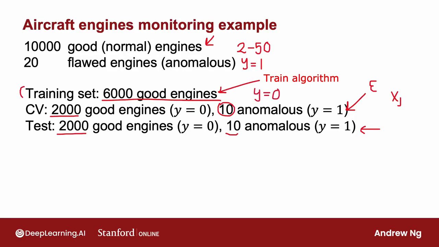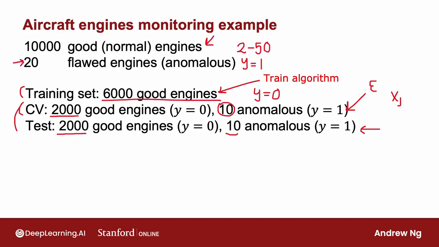And so we learn from the training set by fitting the Gaussian distributions as you saw in the previous video. But it turns out if you're building a practical anomaly detection system, having a small number of anomalies to use to evaluate the algorithm in your cross-validation and test sets is very helpful for tuning the algorithm.